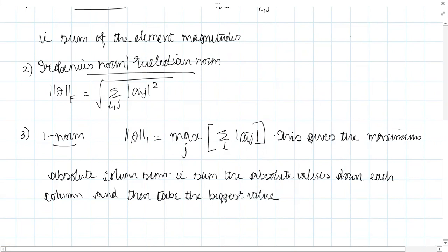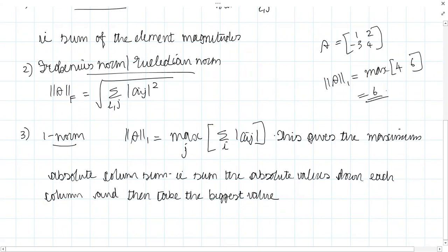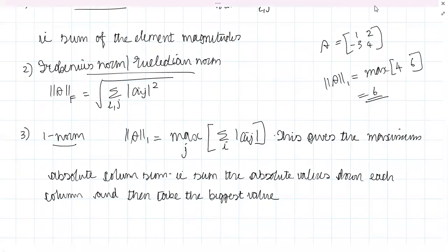So if I consider the same previous matrix, 1, 2, minus 3, 4, what is the one norm? You have to take the absolute values down each column. That means 1 plus 3 is 4 and 2 plus 4 is 6. What is the maximum among these? 6. So the one norm is 6.